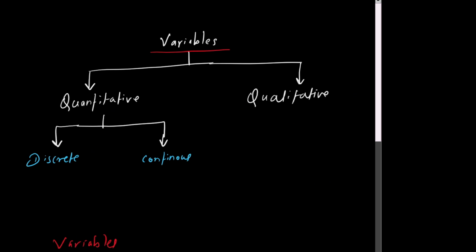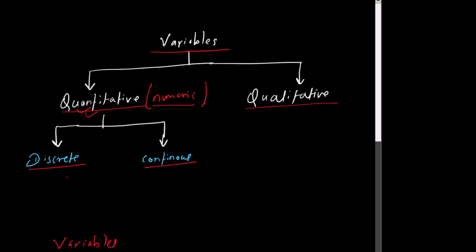Now talking about the types of variables, there are basically two types, namely quantitative variables and qualitative variables. First, let's understand about quantitative variables. These are those variables that we measure in numerical form or in numeric form, and that is called quantitative data. Okay. Basically, quantitative data are of two types. One is discrete and another is continuous.